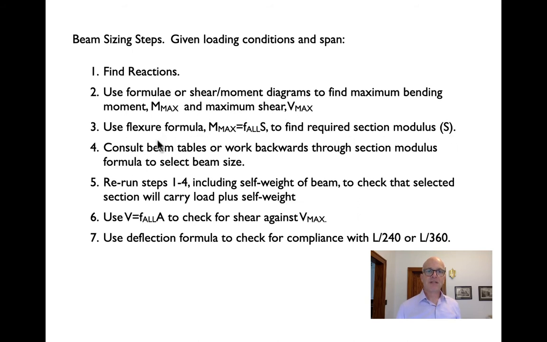And then if we're working in steel, which we'll typically do for these examples and for the lab assignments because they make it easy, we'll look at the steel tables. If we need to, we can work backwards through the section modulus formula to figure out a beam size. And then remember that we have to rerun these 4 steps, including the self-weight of the beam, adding a distributed load that will be the pounds per linear foot. Again, from steel designations, we can get this quite easily, the second number of steel designations for W shapes, to make sure that the shape that we've picked will carry not only the load we're putting on it, but also the dead weight of the beam.